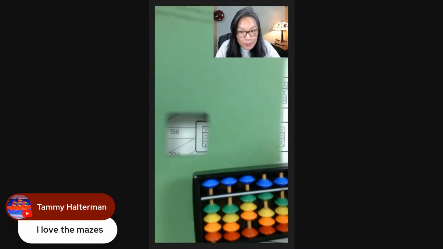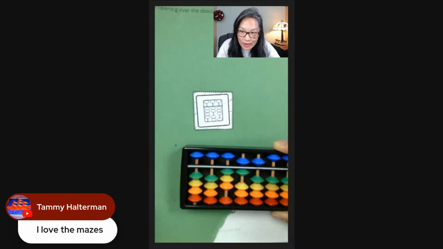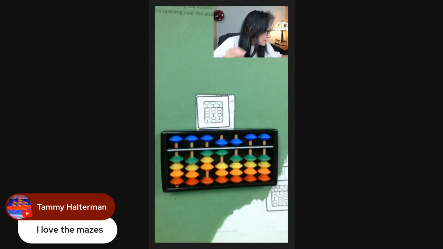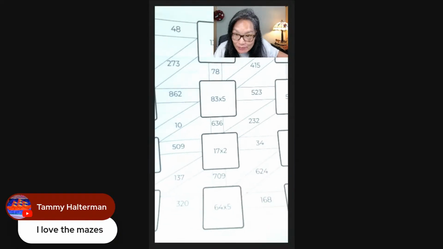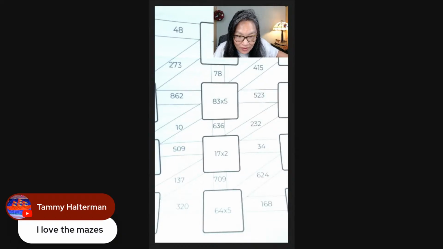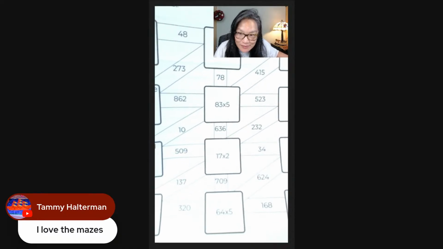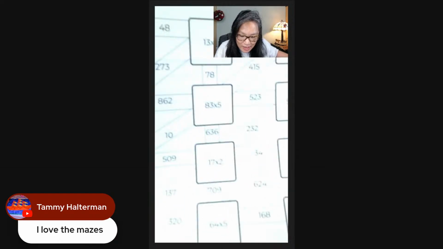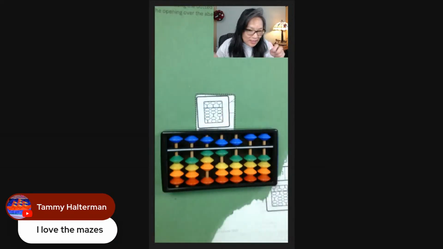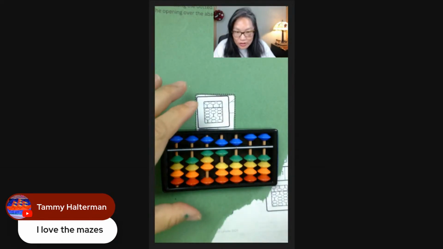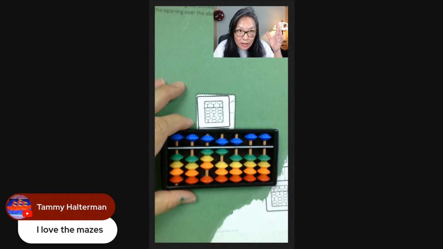How's my day? It's been fantastic. I'm actually quite excited. I was working on some more mazes, but now we're doing multiplication mazes. Uh-oh. I got multiplication mazes, and this is quite exciting. I'm very excited. I'm going to have a multiplication book pretty soon.